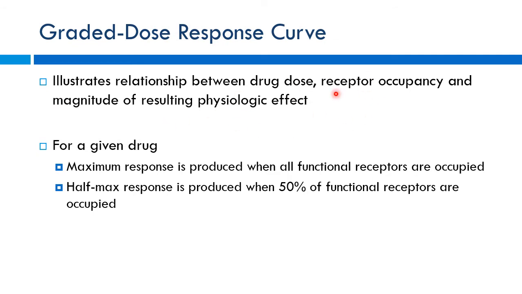And again, this helps us to determine receptor occupancy. It helps us to determine at what point we actually saturate those receptors based on the dose that we're administering. Okay. And when you have maximum response, you should expect all receptors to be activated. When you have half-max response, only 50% should be saturated at that point, right?